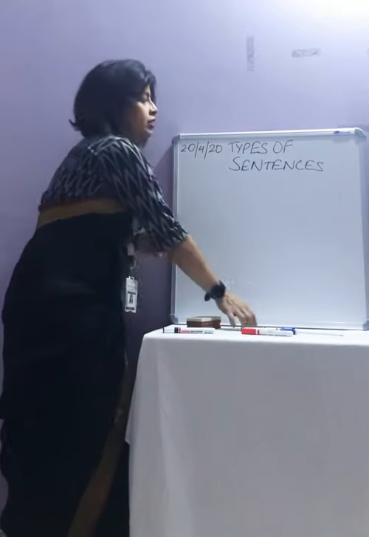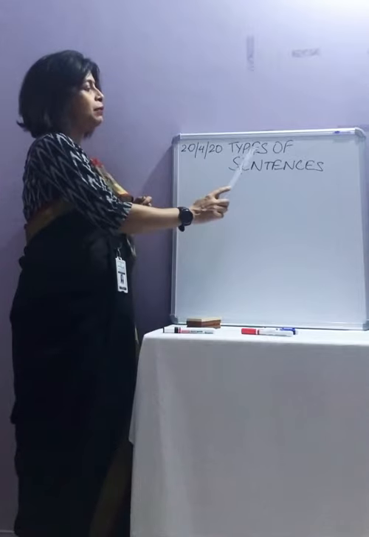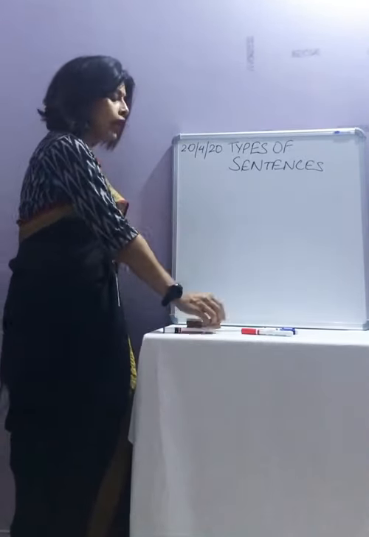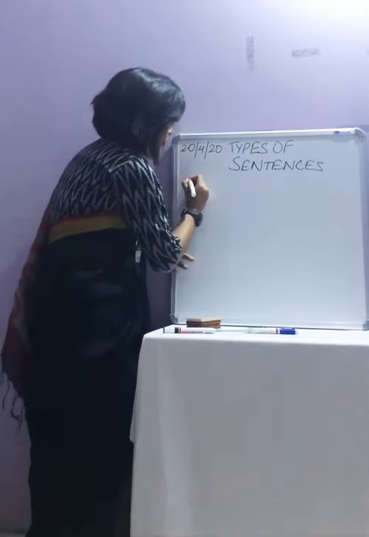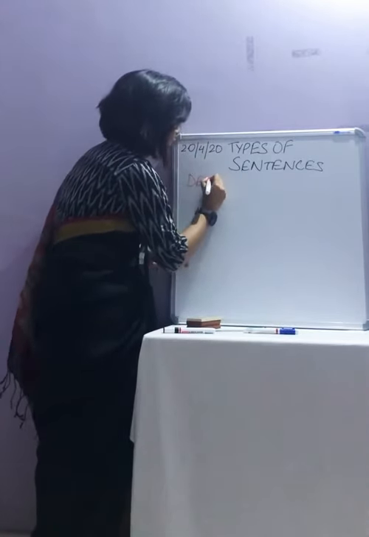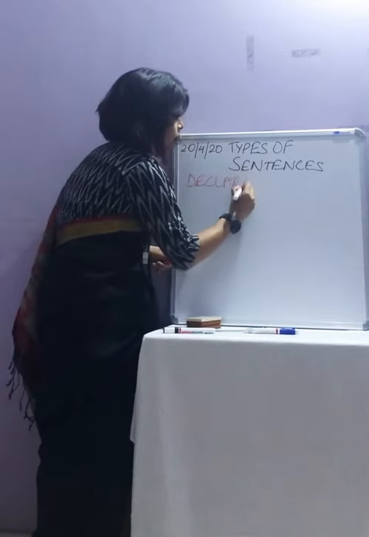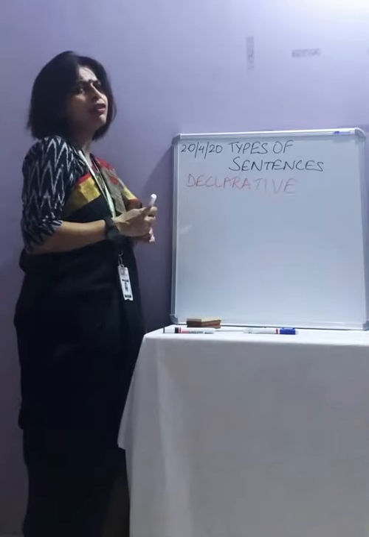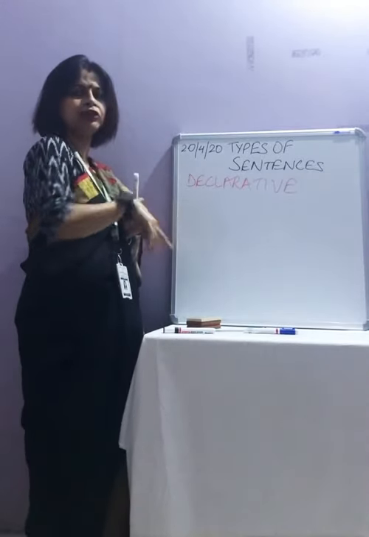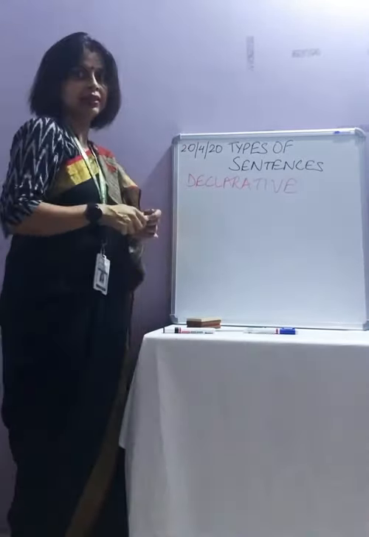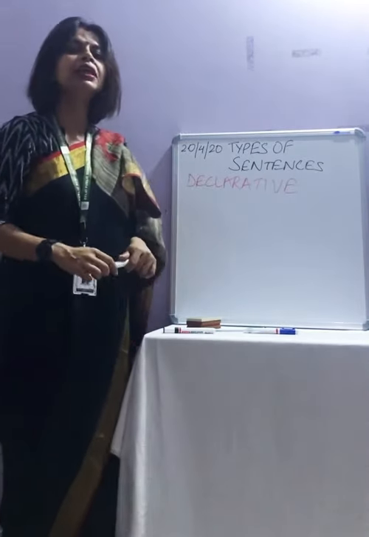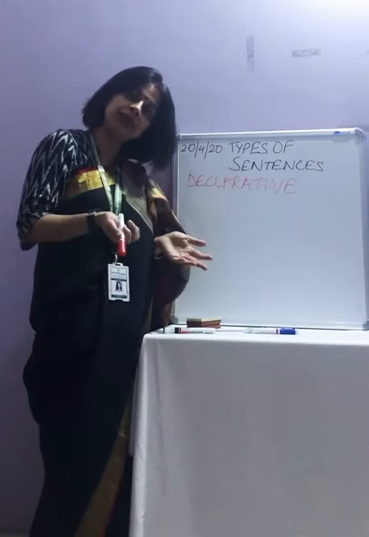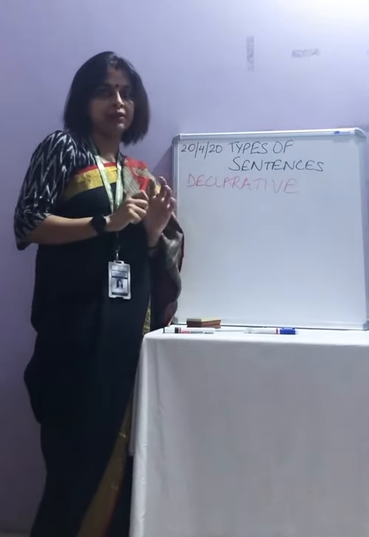Now children, what is our topic today? Types of sentences, isn't it children? Now we had done declarative sentences. Now what are declarative sentences? I'll give you a short recapitulation of the previous class. Yes, what are declarative sentences children? Declarative sentences are those sentences which tell us something about the subject.